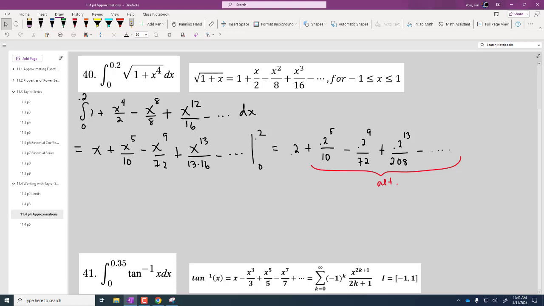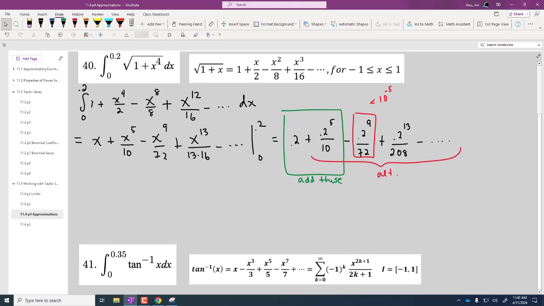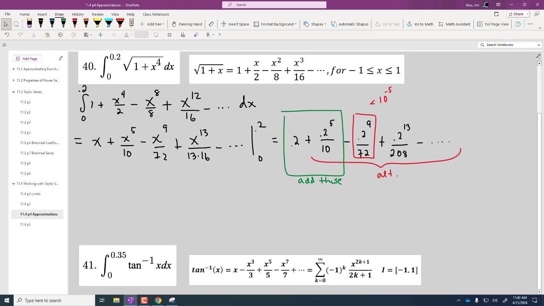So the first term is 0.2, the approximation of 0.2. So this is the first term that's less than 10 to the negative 5. So that means that we want to add up these for our approximation. So we add the terms that are in front of the first term. 0.200, well, 3 zeros, right? So what do you get when you add those together?